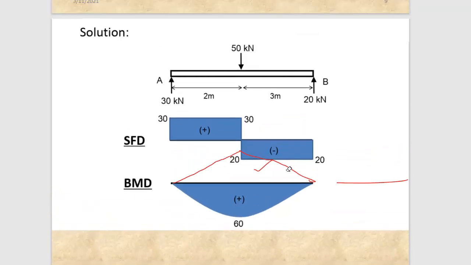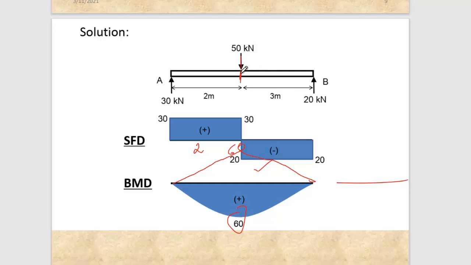Yes, sir. Moment would be the same. How? Have a look. This is 30 and this is 2, so this would be 60. So what is the maximum moment we find here? 60, right? You got the maximum moment. So where did you get the maximum moment? In these locations. To calculate this maximum moment, you have other options as well.